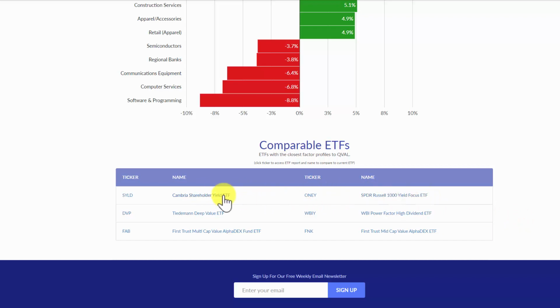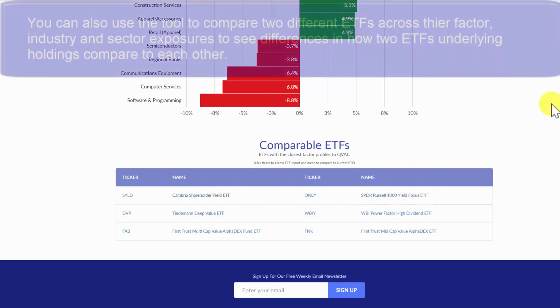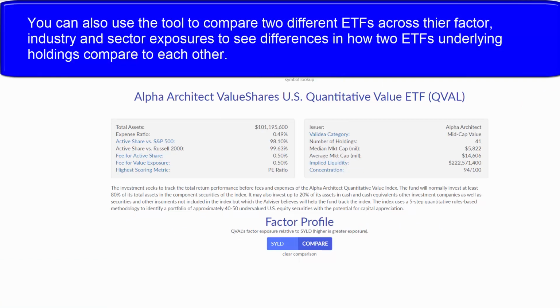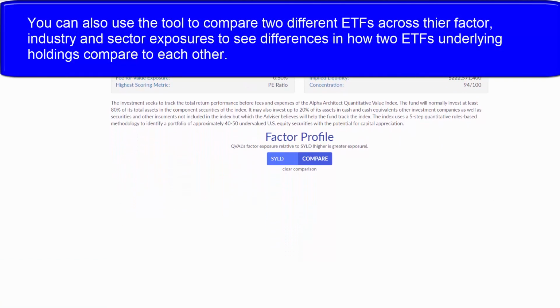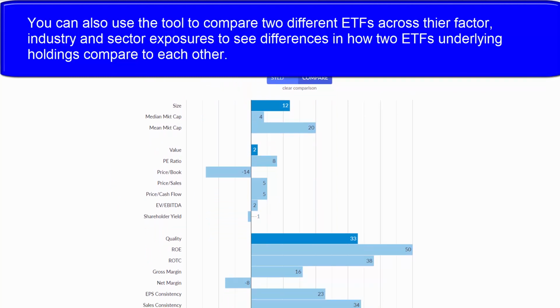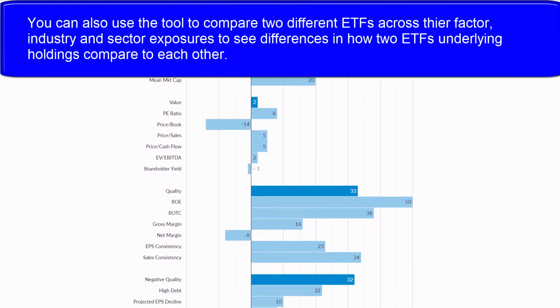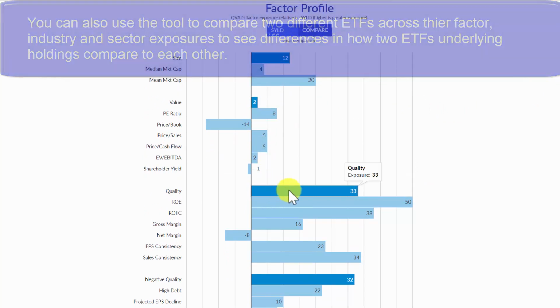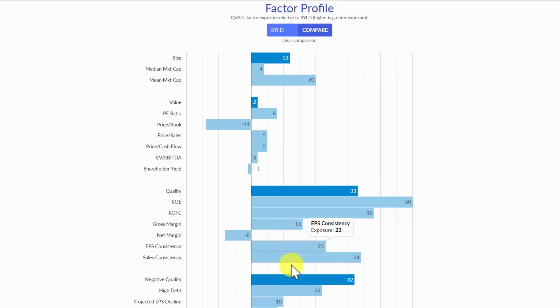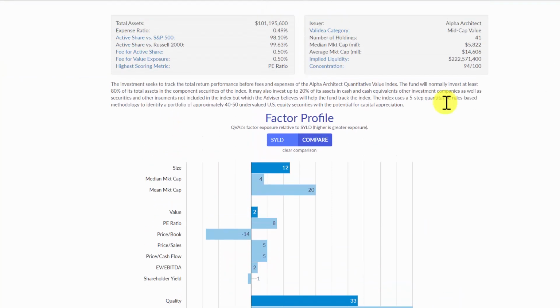And so this tells me QVAL's factor exposures relative to shareholder yield. So in this case, QVAL has more size exposure, meaning it has a little bit smaller cap stocks. It has similar value exposures, but again, that price to book thing stands out. And then also it has significantly more quality, and that's what QVAL's strategy seems to be doing, is trying to capture value with quality at the same time. So this is an easy way to compare any ETF to any other ETF and see what the differences are in what you're getting.